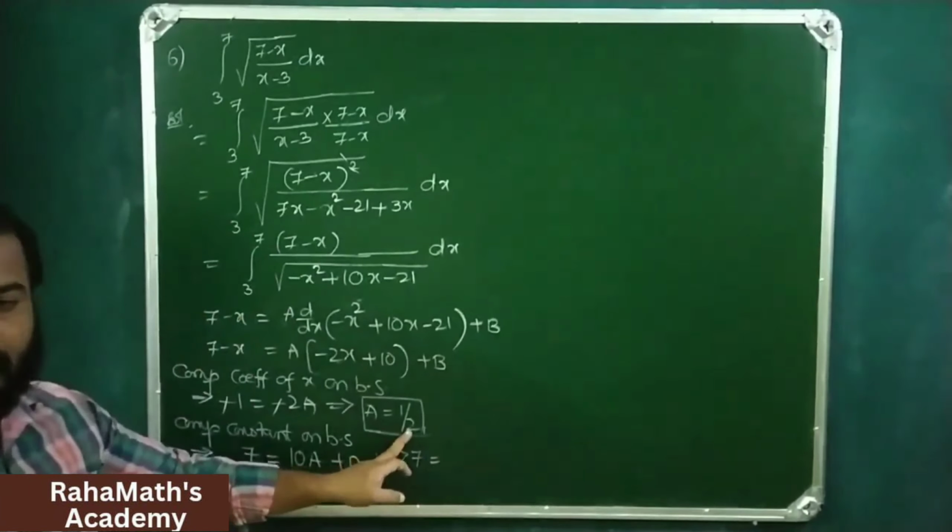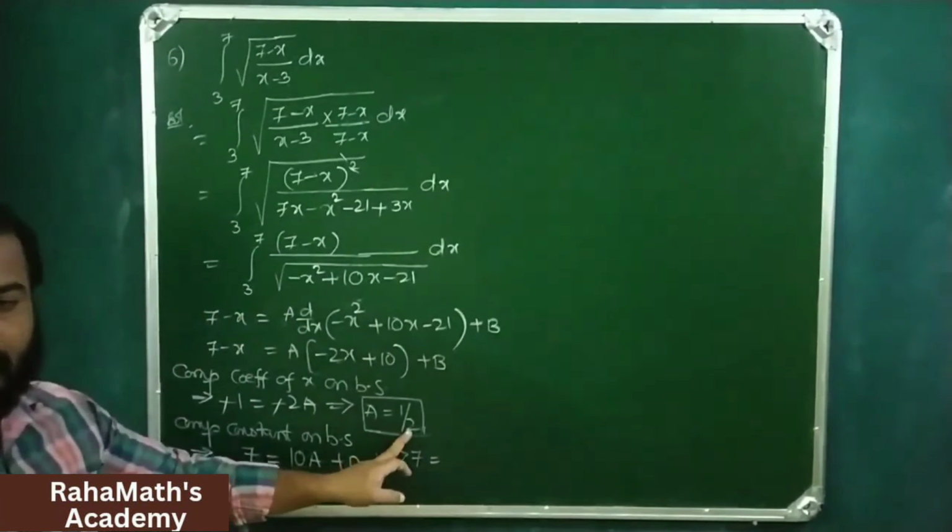See this, (a plus b) by c is a by c plus b by c. 1 by 2 I am separating from the process of integration: (minus 2x plus 10) by square root of minus x square plus 10x minus 21 dx, plus integral 3 to 7, 2, I am separating it from the process of integration, 1 by square root of minus x square plus 10x minus 21, this is dx.